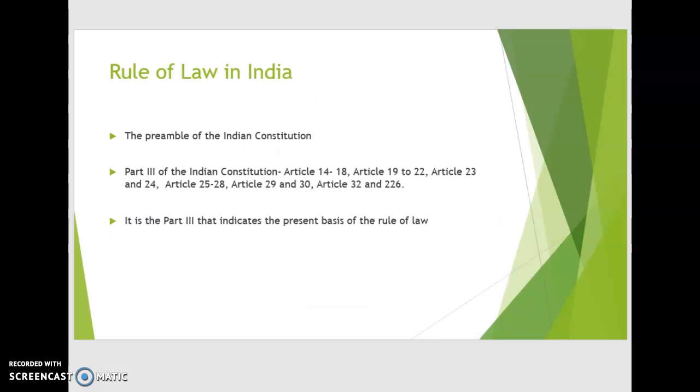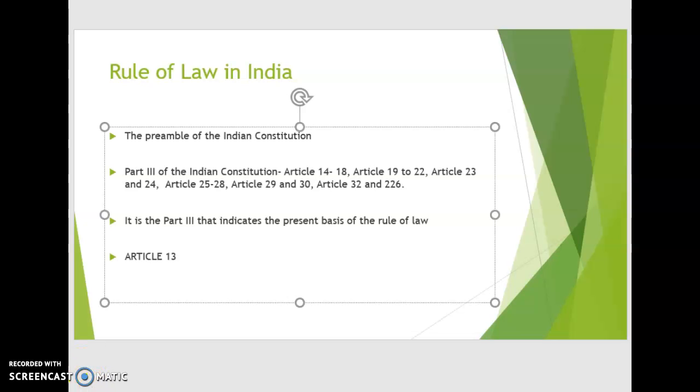The preamble itself has given the idea of justice, liberty, equality. Part 3 of the Constitution also discusses concepts such as fundamental rights that are enforceable. The Constitution is supreme, and all the three organs of government, that is, legislature, executive, and judiciary, are subordinate to and have to act in accordance with the provisions of the Constitution.